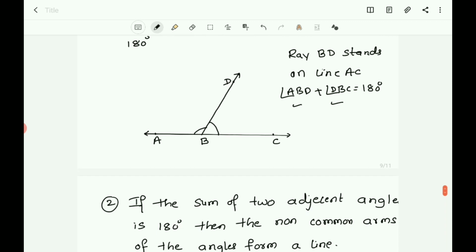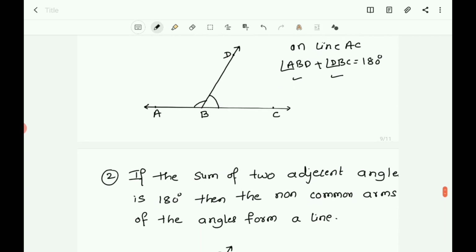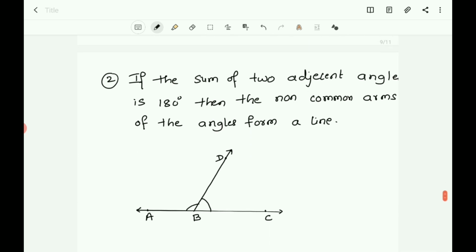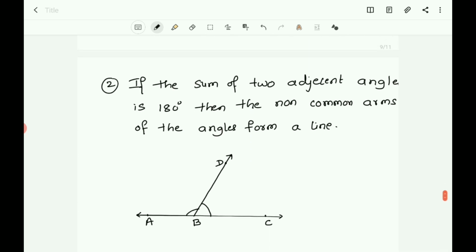The next axiom is, if the sum of two adjacent angles is 180 degree, then the non-common arms of the angles form a line. See here what the axiom says: if the sum of adjacent angles, angle ABD plus angle DBC, is equal to 180 degree, then non-common arms of the angles form a line.